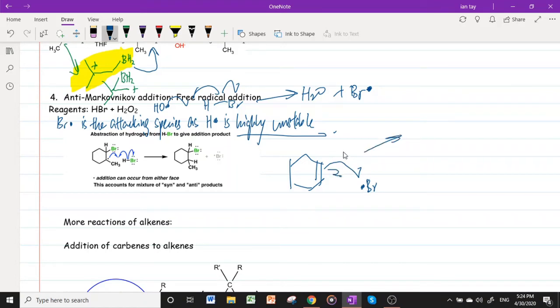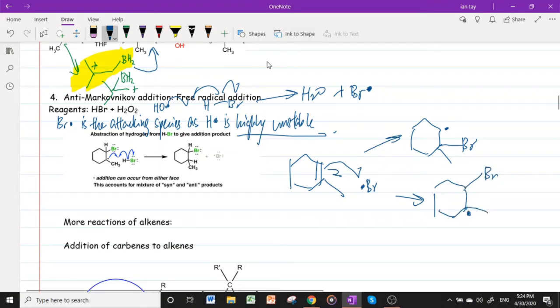Correct, we can either form, okay, let's say there's a methyl group over here. We can either form this, or we could form this, right? So which is more favorable? We do learn that the more substituted radical is more stable, and this can once again be explained through the idea of hyperconjugation, but I won't talk about that over here.